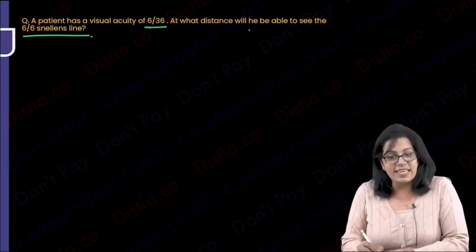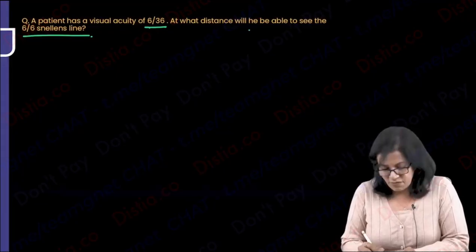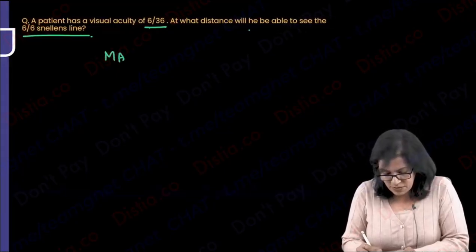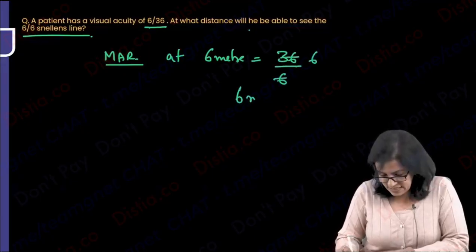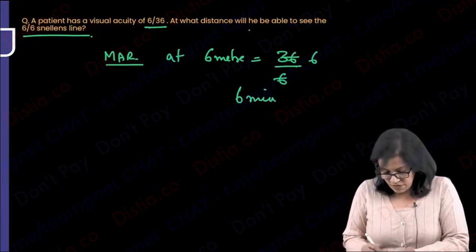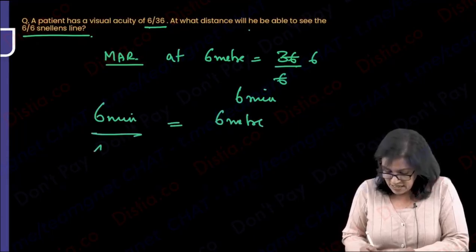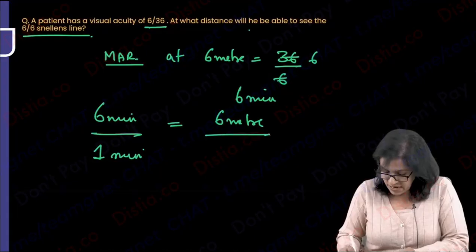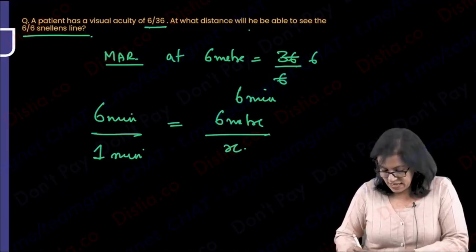So 6 by 36 means at 6 meters, what will be the minimum angle of resolution? At 6 meters, this minimum angle of resolution is 36 by 6. 6 6s are 36. So it is 6 minutes, right? So when the minimum angle of resolution is 6 minutes, it is at 6 meters. We need a 1 minute minimum angle of resolution at what meters? Right? Simple.